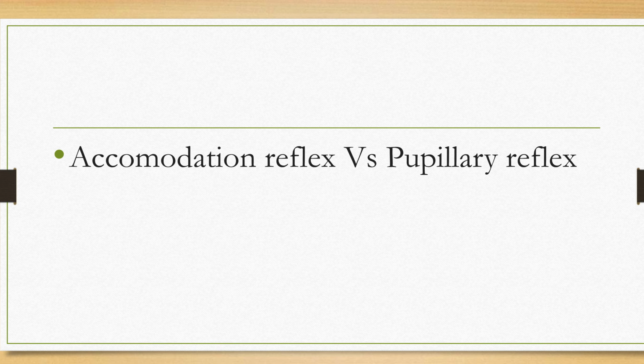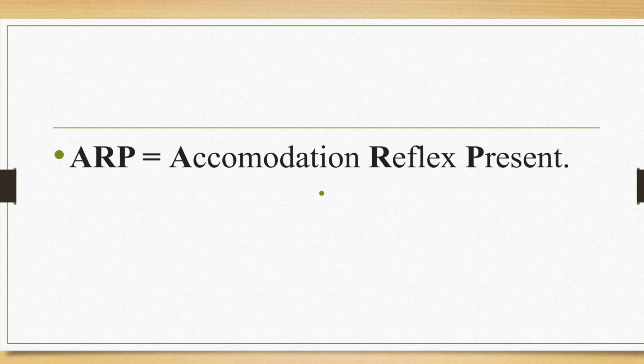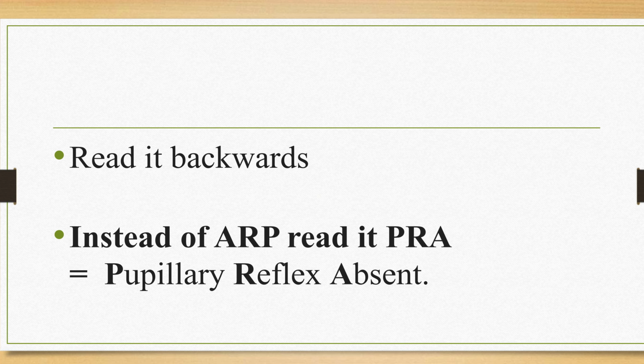How I remember the mnemonic, to make sure I'm right, though I understand the concept, just to be fast sometimes, is the short form. The short form of Argyll Robertson pupil is ARP, which you can translate as accommodation reflex present. That way, the reverse is absent, which means the pupillary reflex is absent. And if you read the same letters backward, instead of ARP, if you read it as PRA, then you know pupillary reflex is absent. This is just an easy way to remember which one is present and which one is not, and it will help you in a short time.